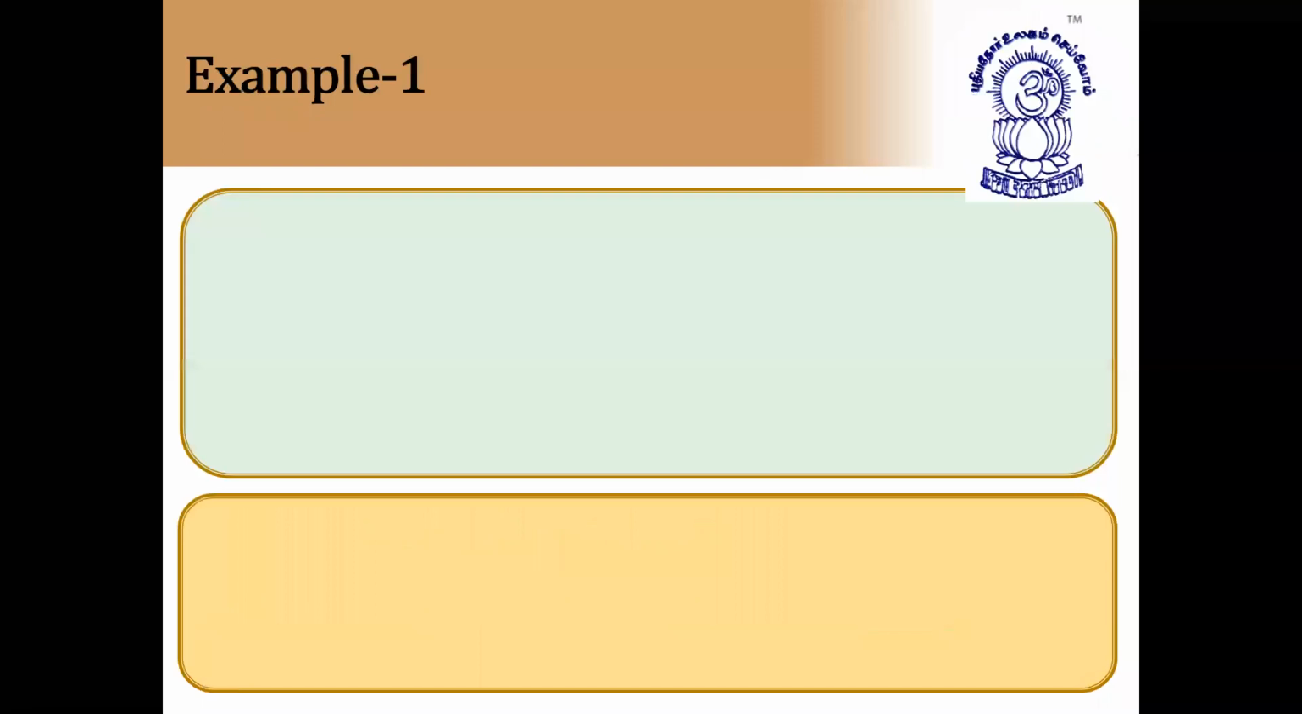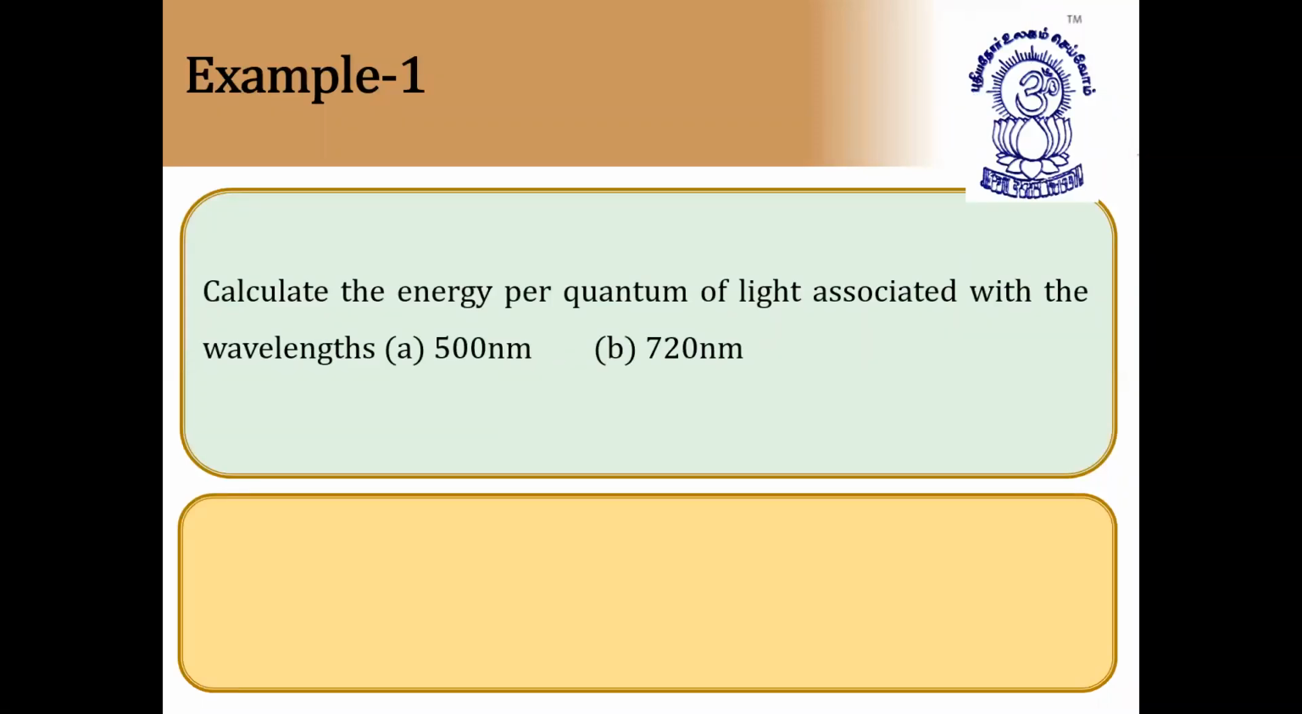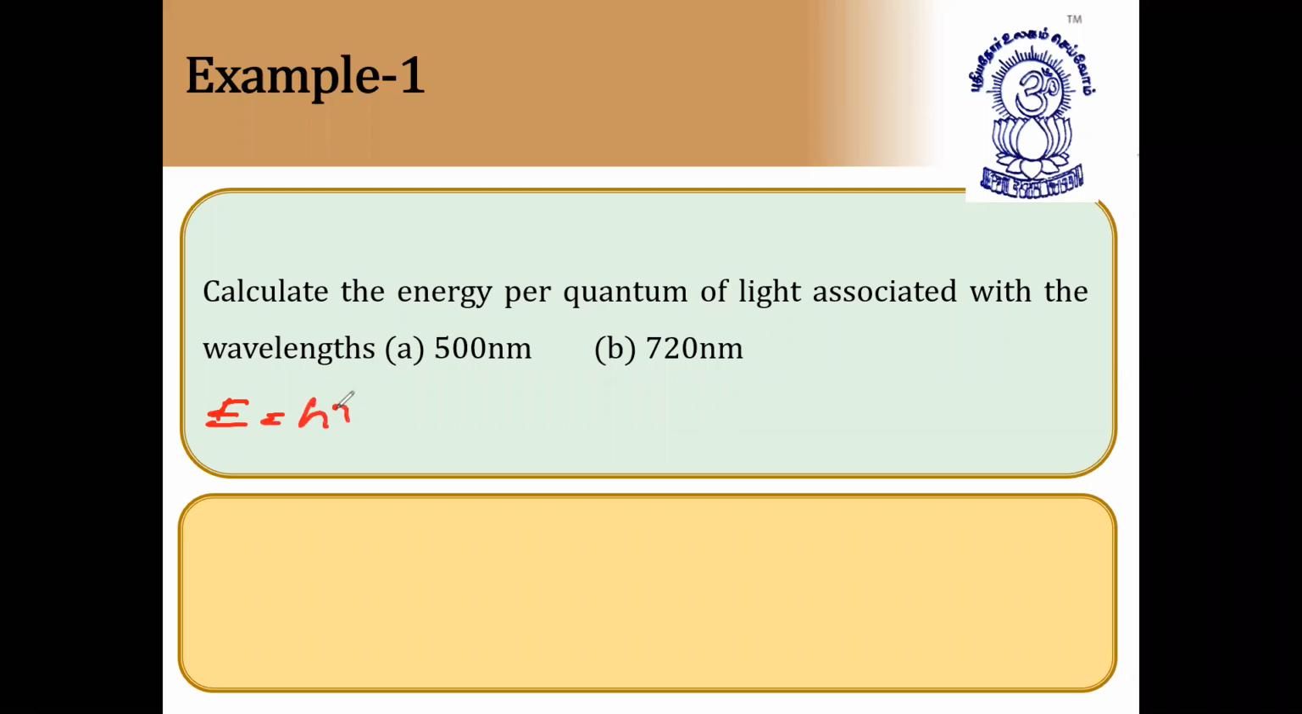Next, example 1. Calculate the energy per quantum of light associated with the wavelengths 500 nanometers and 720 nanometers. So we already know E is equal to h nu. In this problem, they have given lambda and they are asking us to find energy per quantum of light. So E is equal to h nu implies E is equal to h into c by lambda, since nu is equal to c by lambda from wave theory of light.